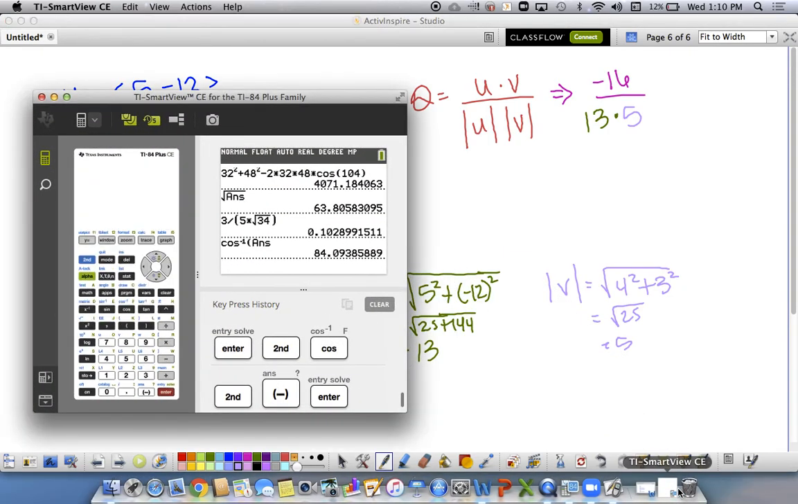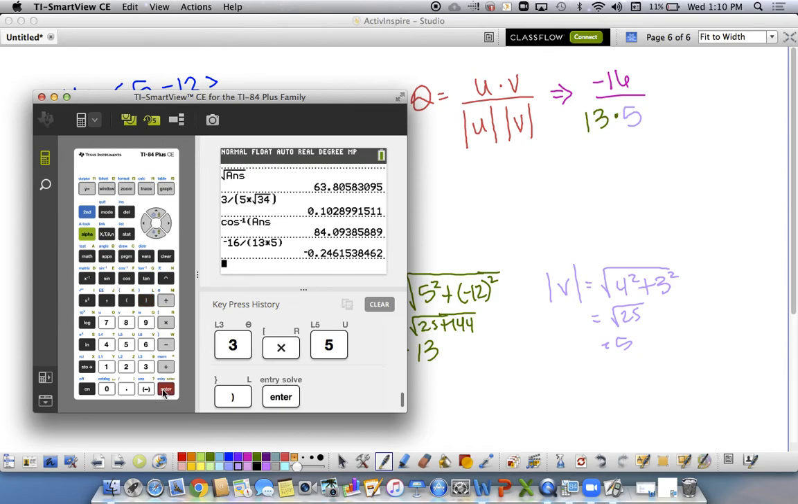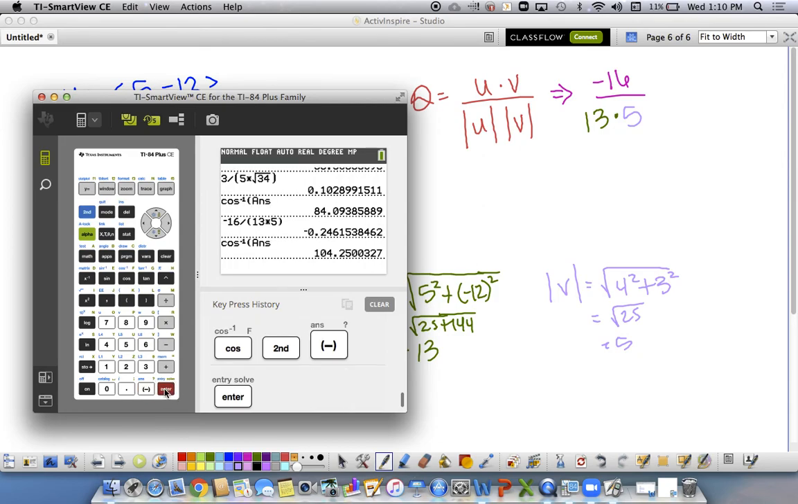So, negative 16 divided by 13 times 5. I'm pulling up my calculator again. Here we go. Negative 16 divided by parentheses 13 times 5. And you do need parentheses. You can't do that without, because it will divide 16 by 13 and then multiply that answer by 5. Parentheses are important. Negative 0.246. That's my cosine theta. Second cosine, second answer. My theta is approximately 104 degrees. The angle between them. Okay?